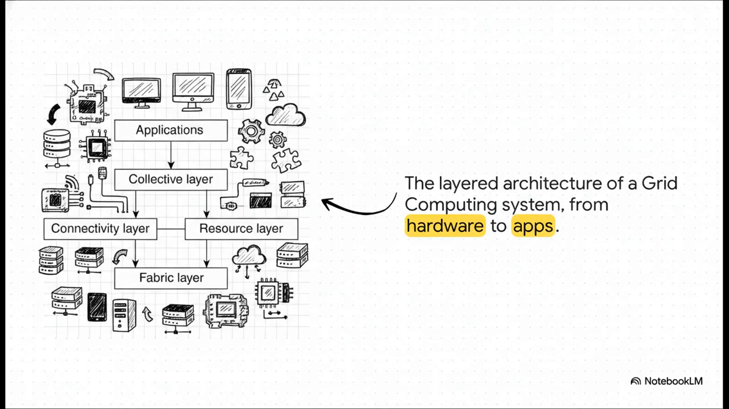A grid, on the other hand, is a whole different beast. Because it's pulling together all sorts of different computers from different places, it needs to be way more organized. And this diagram shows that perfectly. It's built in layers. You start with the fabric, that's just the actual hardware, and you build up from there, adding layers for connectivity and resources until you get to the apps that people actually use at the very top.